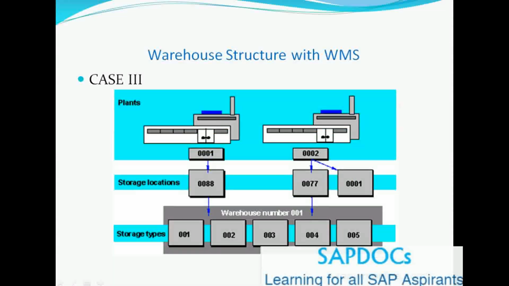There is another case which we can see, that two plants are linked to one warehouse, which is possible in SAP. So you have a huge warehouse which is sharing space for two plants. So two plants are stocking material in one warehouse.